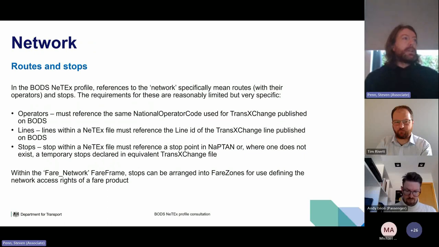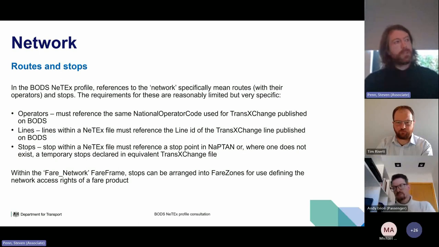So moving on to network data, we keep using this phrase network, which is not necessarily that common sense. So really what we're saying is that's your routes and your stops that you operate that fare products give access to. So we do have some limitations, which are quite limited, but very specific. I think I've already touched on these.